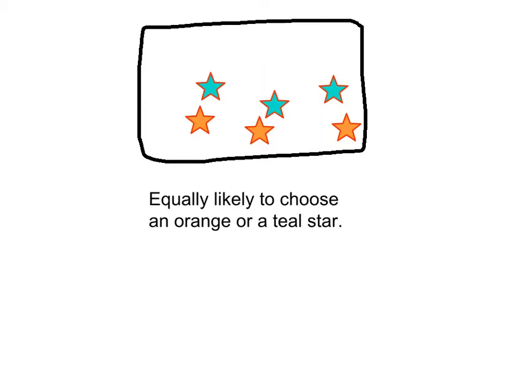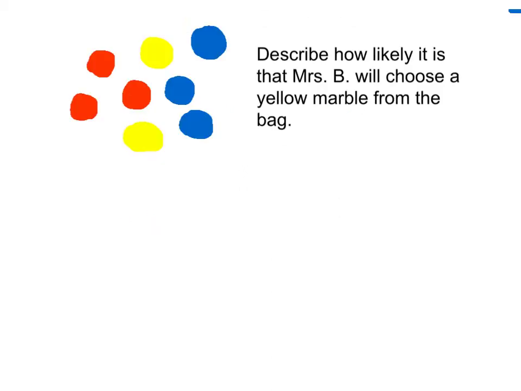Now let's look at this bag. In this bag, we have 3 orange stars and 3 teal stars. So if you were to close your eyes and pull out a star, you would be equally likely to choose an orange or a teal star. The only time things are going to be equally likely is if there's an equal amount. So if there's 3 and 3, or even if there were 8 and 8, or 120 and 120. But in order to be equally likely, you need to have an equal amount.